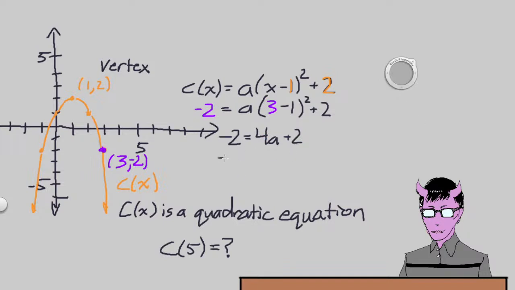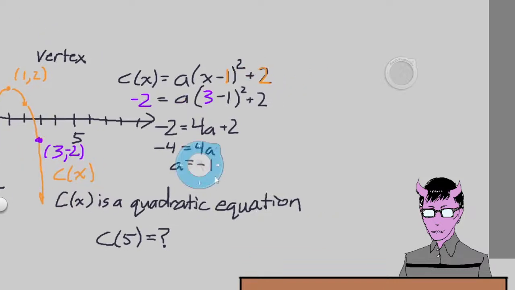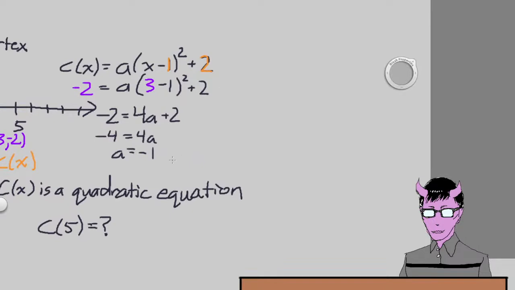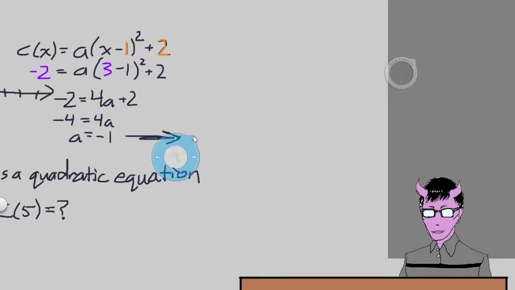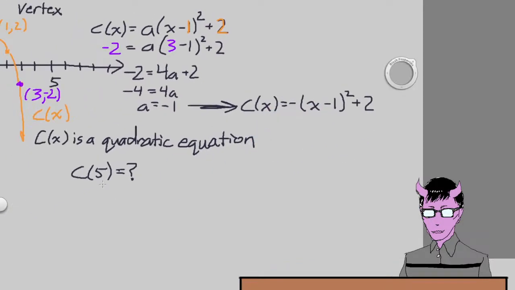So subtract 2 from both sides. We get negative 4 is equal to 4a. Thus, solving for a gives a equal to negative 1. So we have successfully generated our c of x equation. Therefore, c of x is going to be negative 1 times x minus 1 squared plus 2. There we go. Now we can take this 5 and slam dunk it into our equation.